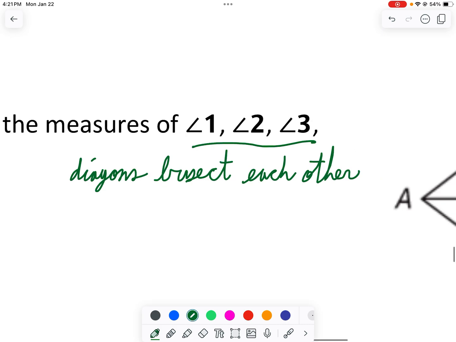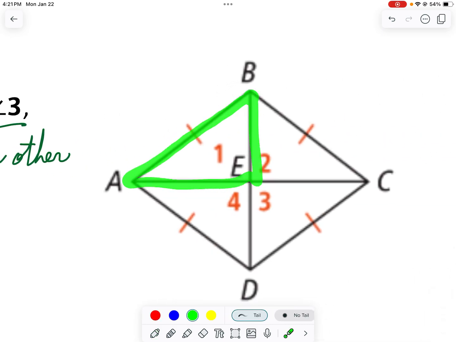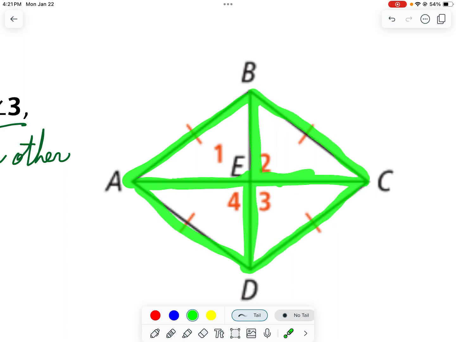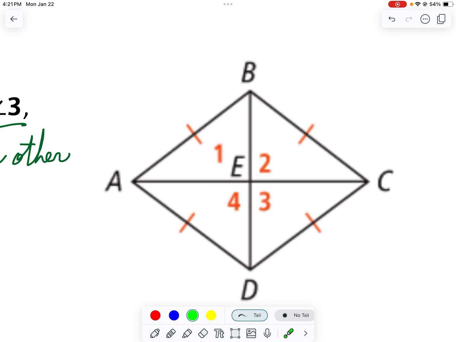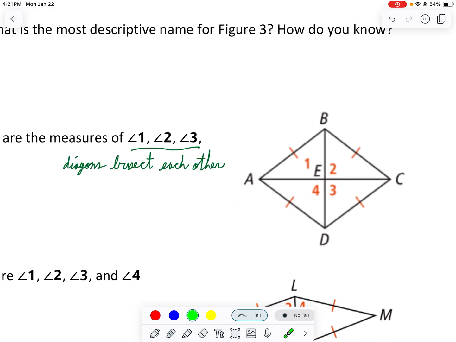Okay, so we know that diagonals bisect each other. And so if they do, what does that tell you about each of these triangles? And this kind of connects with our proofs, because a lot of times in the proofs, actually all the time in the proofs, we're trying to find congruent triangles. And then once you have congruent triangles, think about what that implies for these angles in the middle.